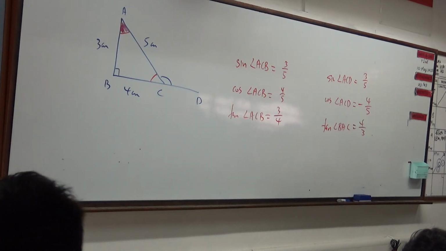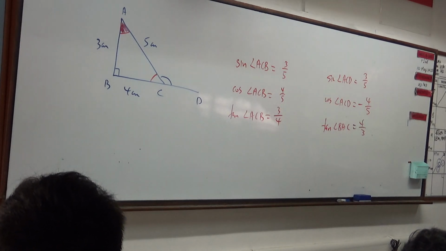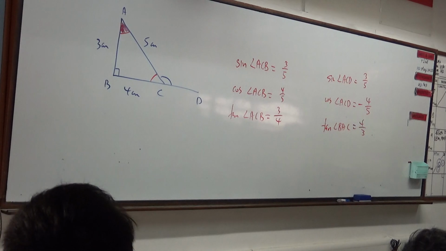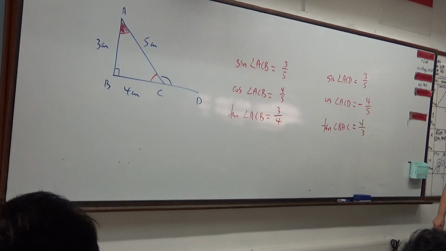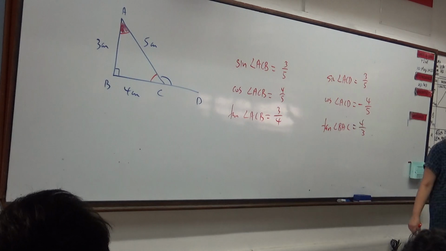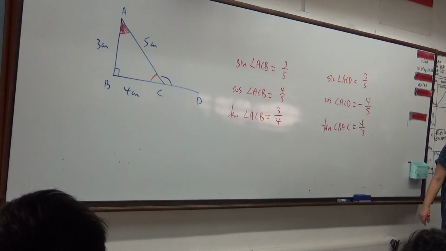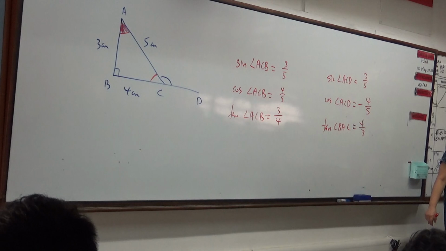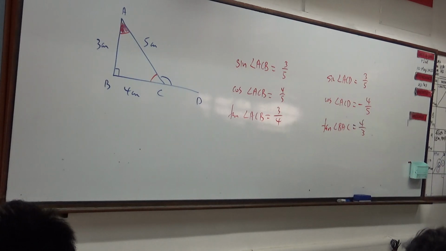Can or cannot? So what's the moral of the story for today? Acute angle, sine, cosine, tangent, all positive. Obtuse angle, only which one positive? Sine. The rest are all negative. Are we okay? I repeat again. Acute angle, sine, cosine, tangent, all positive. How about obtuse angle? Only sine is positive. The rest are all negative. Are we clear? Okay, now, of course, life is not so simple, okay?